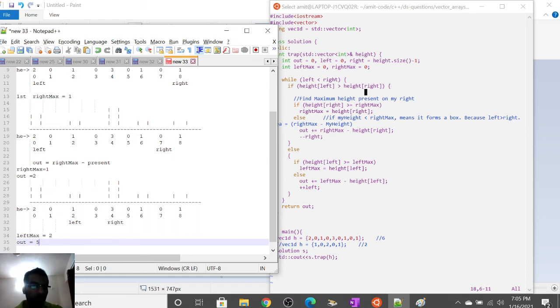And why so? Because we are actually calculating the amount of water that can be trapped at every index. We know there is a wall which is greater than this one.